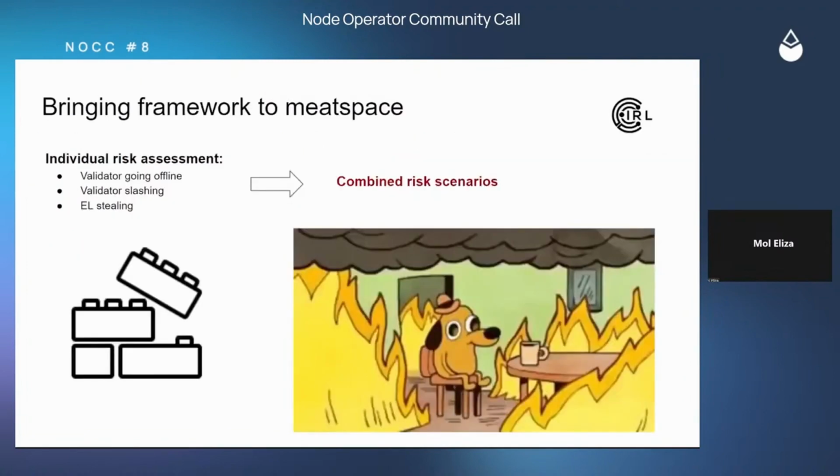So at this point, we've built the framework for evaluating 3 types of risks in terms of impact on the protocol and in terms of how bond could prevent or at least limit it. But bringing this to meatspace and evaluating a little bit more, these risks could happen at the same time. So we should consider combining the risk scenarios and evaluating what would happen in this situation.